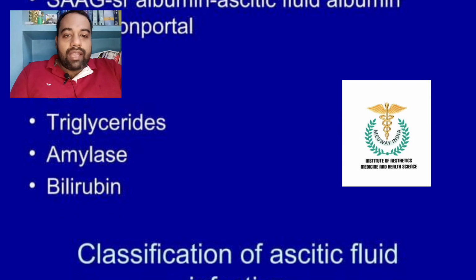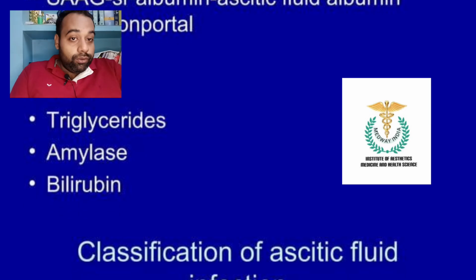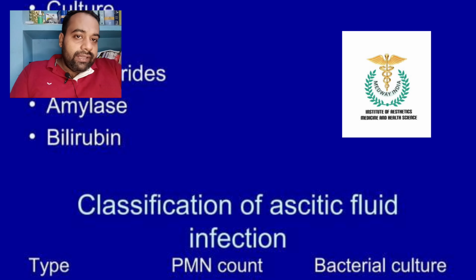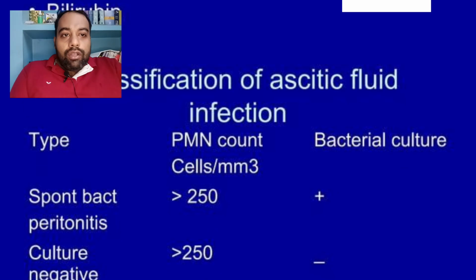and the LDH estimation, triglyceride, amylase, and bilirubin. Specifically, what I want to say is that your ascitic fluid amylase level and lipase level, specifically in the post-operative period, like after a major abdominal surgery, are typically suggestive of a pancreatic fistula in that case. So there is another classification that has been given.